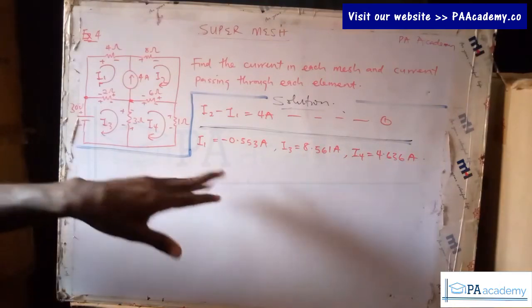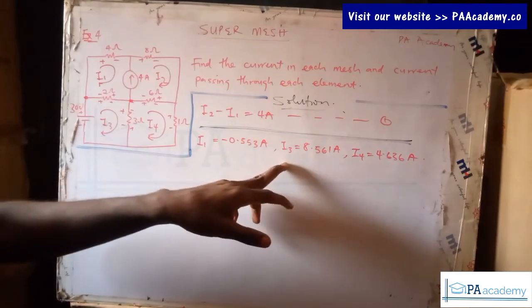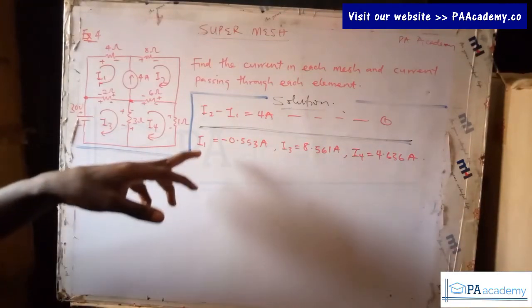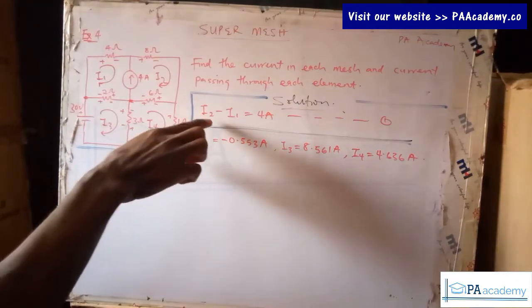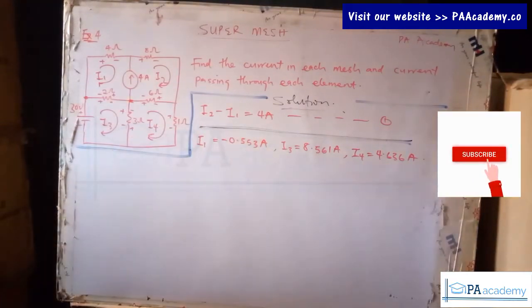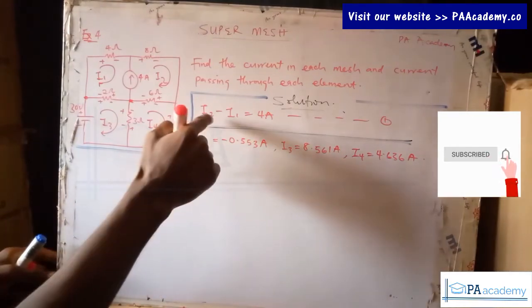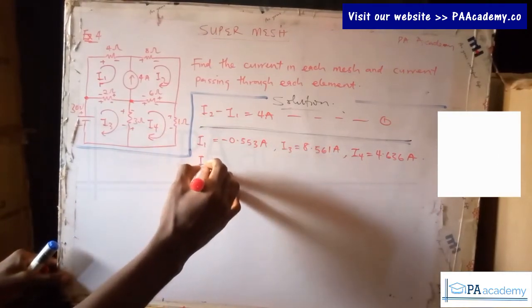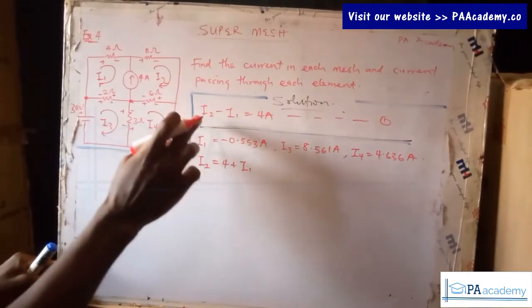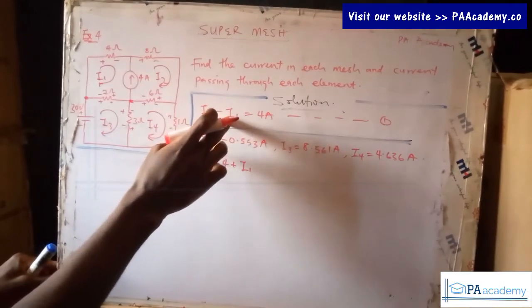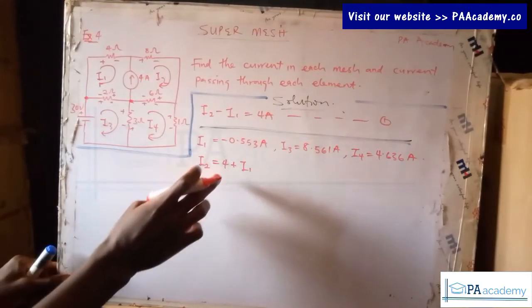But whichever way, this is what you're going to get: I3, I1, I3, and I4. But now we don't have I2. With these values, we can use it to get I2. That's why I left this particular equation 1. So from here, we know that our I2 is 4 plus I1. Once we bring the I1 to the other side, we make I2 the subject of the formula.